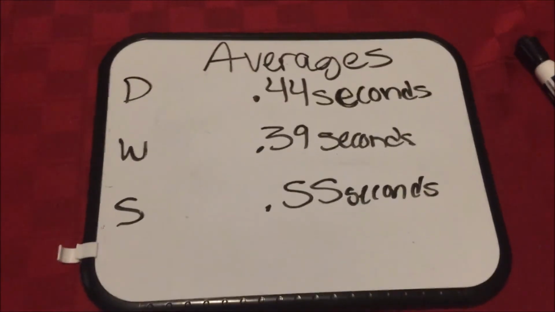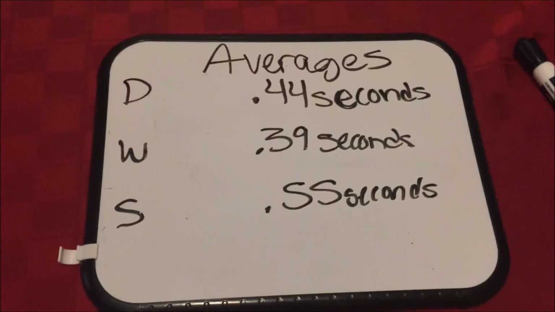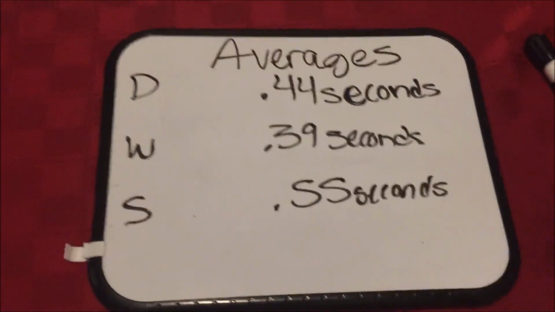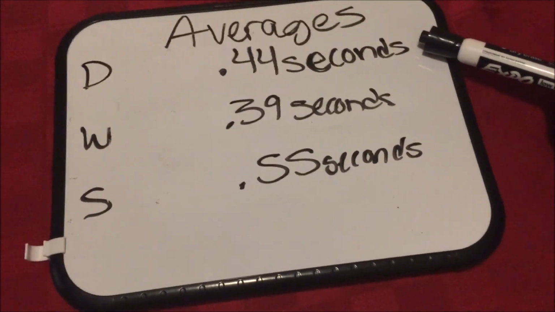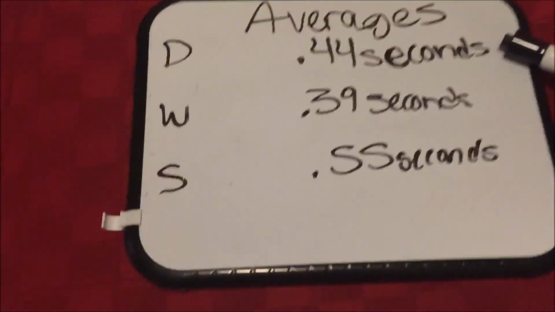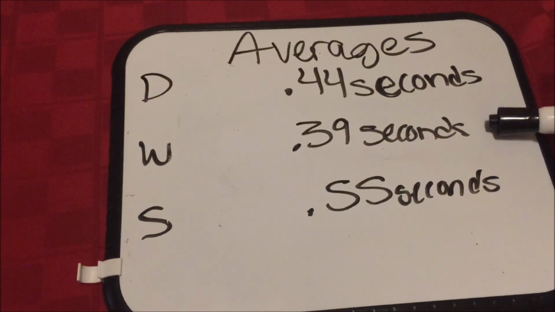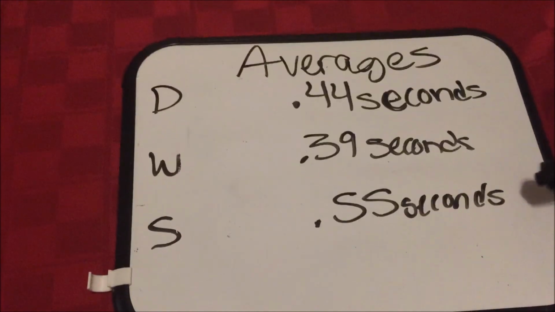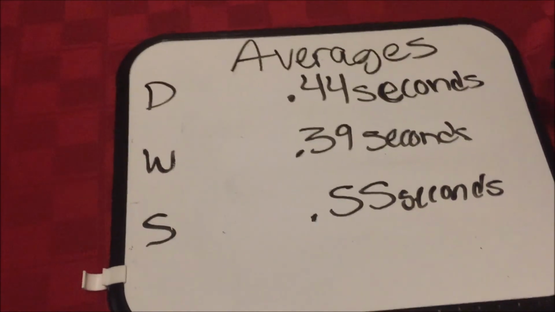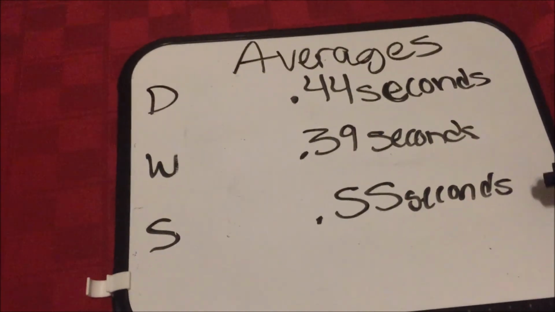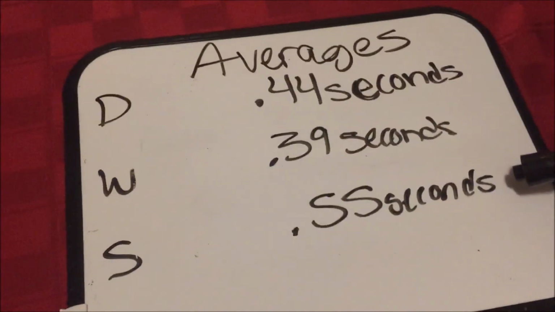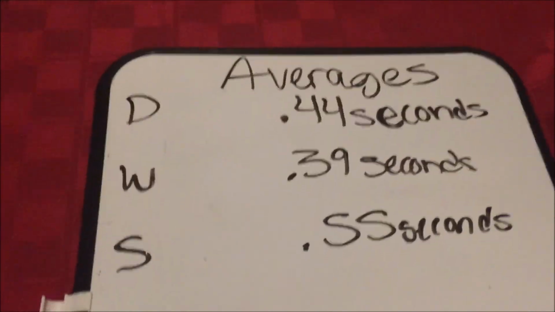Alright, so here are the averages for the cars with the pennies going down. The first one was 0.44. It did definitely go down in average time because of the added weight. The wax paper also went down, with 0.39 seconds. And of course, lastly, the shelf liner also went down, not by too much because of how it is, but it went down to 0.55 seconds.